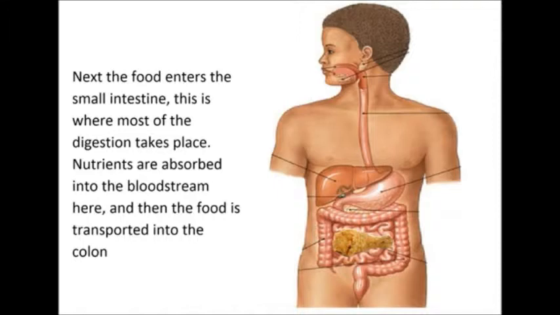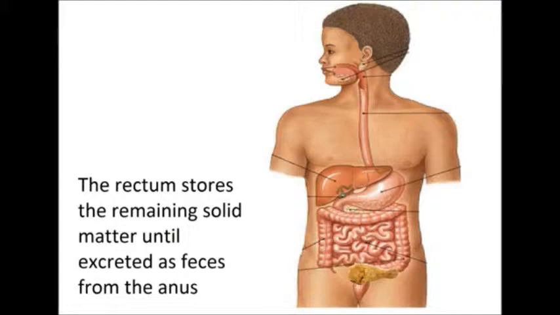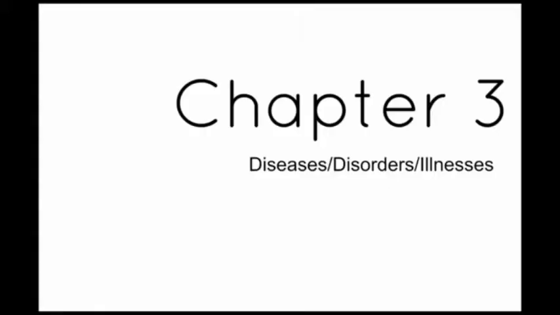Next, the food enters the small intestine. This is where most of the digestion takes place. Nutrients are absorbed into the bloodstream here, and then food is transported into the colon. The colon absorbs liquid from the food, then transports the remaining food to the rectum. The rectum stores the remaining solid matter until excreted as feces from the anus.